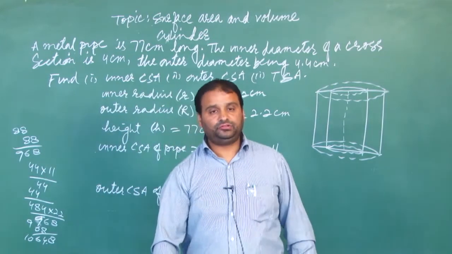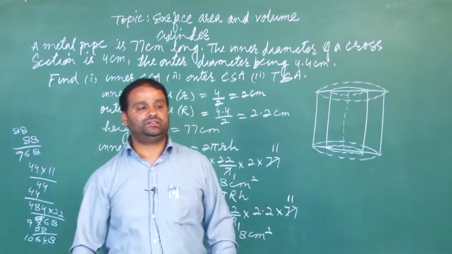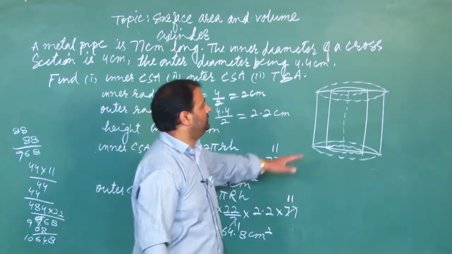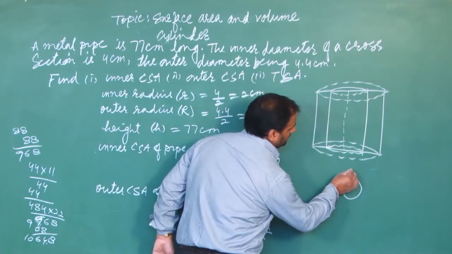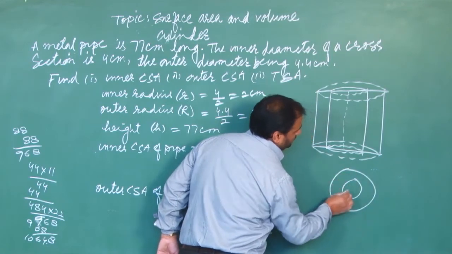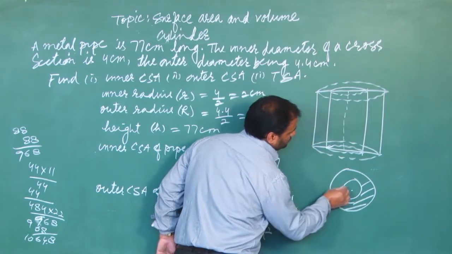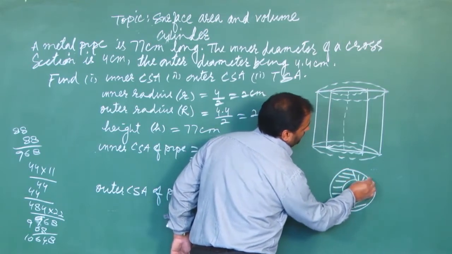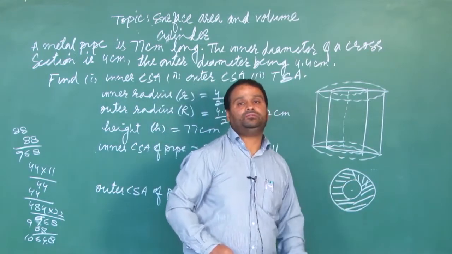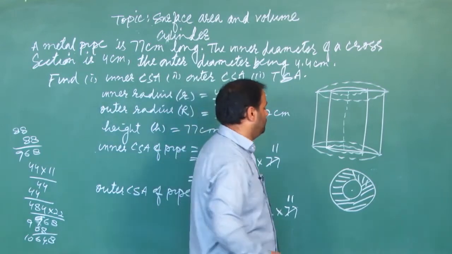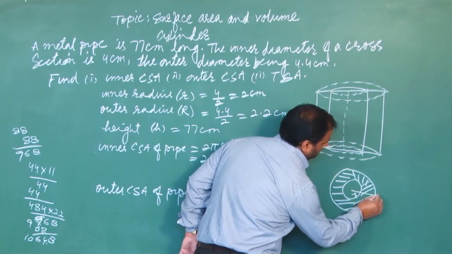Now, the total surface area of the pipe is something different from the total surface area of the cylinder. If you look at the top of the pipe, its top view will be just the shape of a ring. The inner side will be hollow, and this shaded portion will be the surface area for the pipe. We need to find the surface area of that thickness of the pipe, which we usually call a ring. This is the inner circle, inner radius, and that is the outer radius.